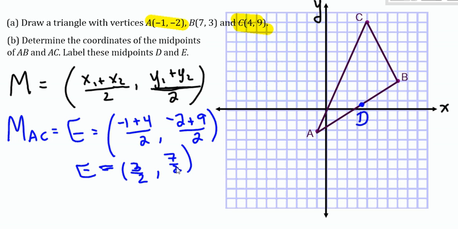So point E, the midpoint of AC, is 1.5 on the x-axis, and then go up 2.5, and that looks good to me. I would say I found the midpoints. Good. So part A is done. Determine the coordinates of the midpoints, and so on. Okay, so next slide, next part of the question.